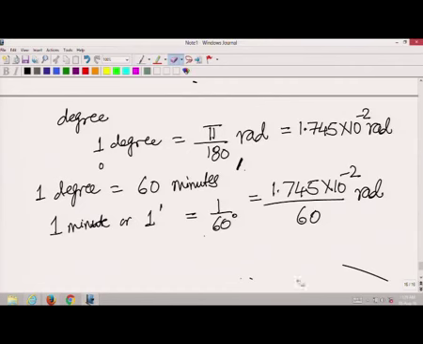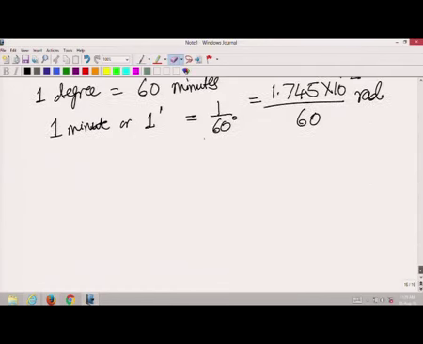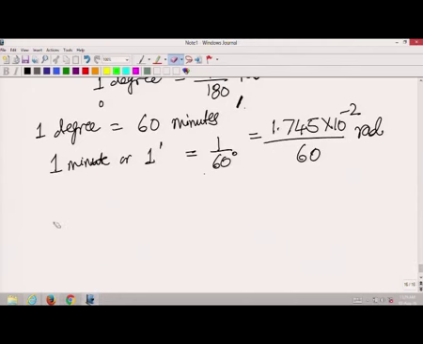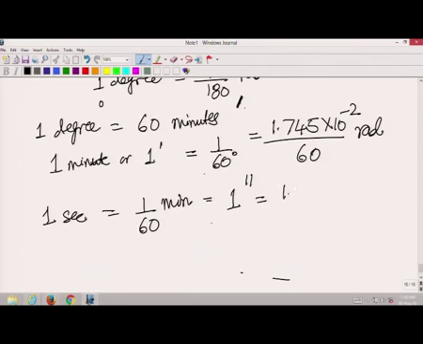So, we should know how to convert the minutes into radians, and if the minutes have to be further divided, then we have a unit for the angle called 1 second, and 1 second is equal to 1 by 60 minutes, and second we write by putting 2 of these inclined lines. So, we have 1 second, and this 1 second will be given by 1.745 into 10 to the power of minus 2 divided by 60 into 60 radians. So, we work out the divisions like this.